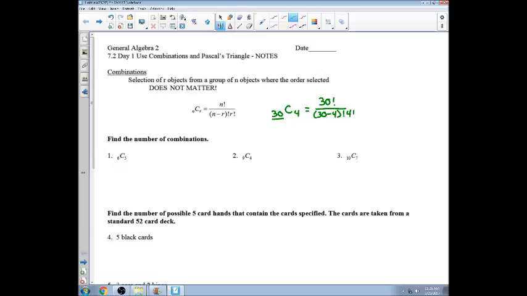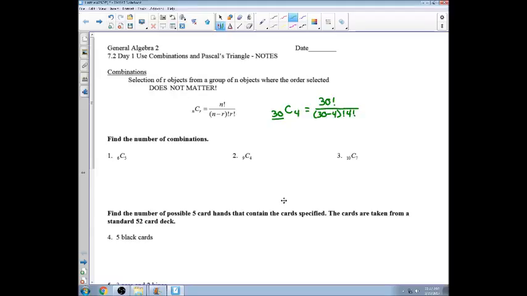This is the only thing that changes from our permutation formula. The r factorial gets rid of the order mattering for us, okay? So what I would do here is I'd have 30 factorial over, and I'd go ahead and work my way through that problem. I just wanted to show you with an example, as we talked about the formula, exactly how it would work.